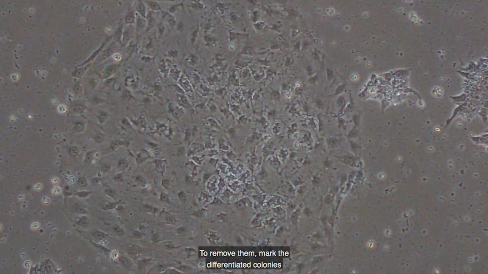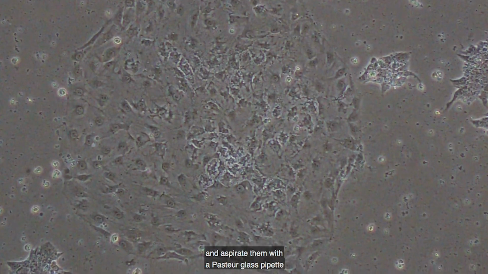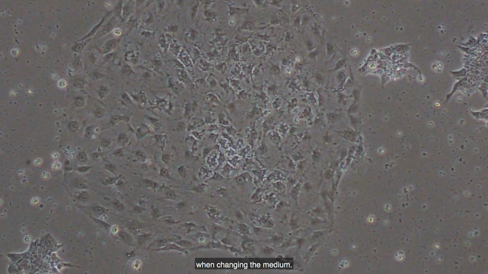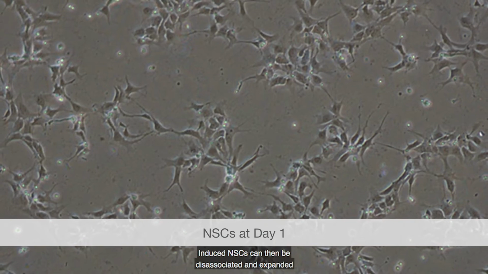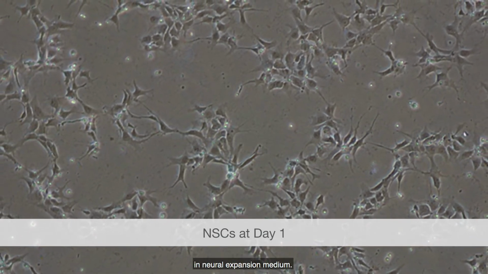To remove them, mark the differentiated colonies with a microscopy marker and aspirate them with a Pasteur glass pipette when changing the medium. At day 7 of neural induction, cells reach confluence, as shown in the images. Induced NSCs can then be dissociated and expanded in neural expansion medium.